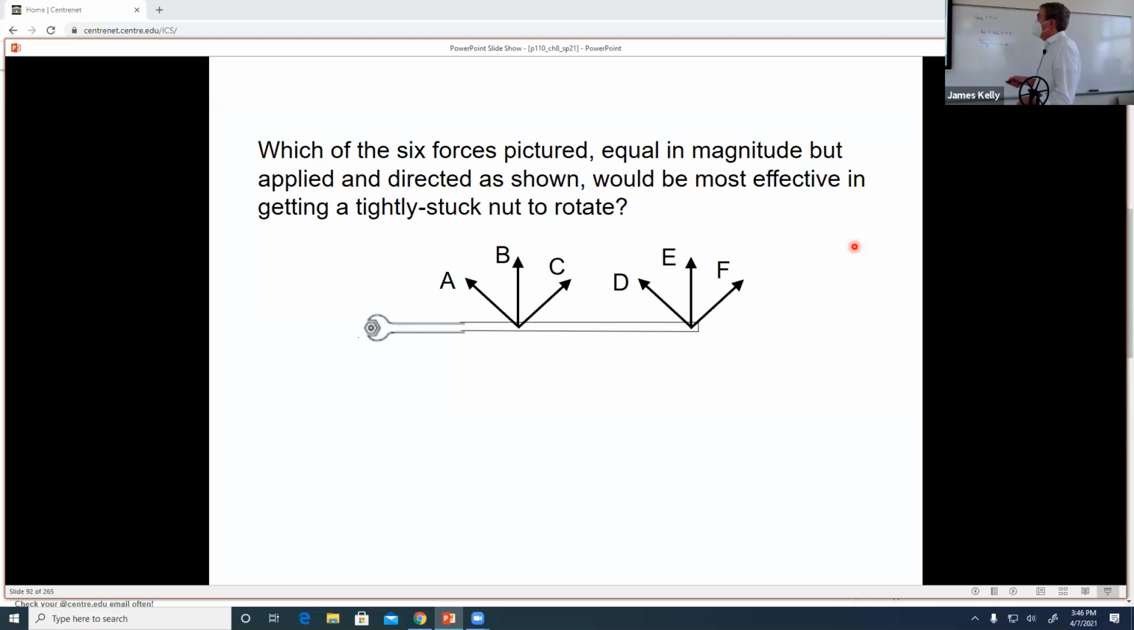Let's imagine there's some rusted nut here that really doesn't want to turn. You've got this really long wrench, and you can apply the same force in either one of these two locations in 3 different directions. I want you to use your intuition. Which one do you think would be the most likely to get that nut to turn, given that you're pushing with the same force in all these different directions and in the two locations?